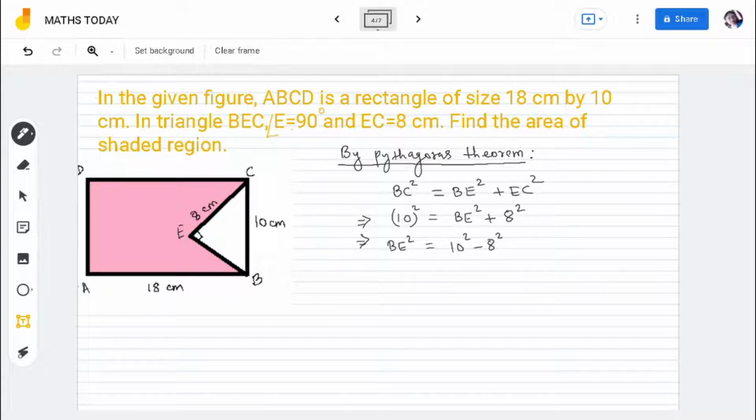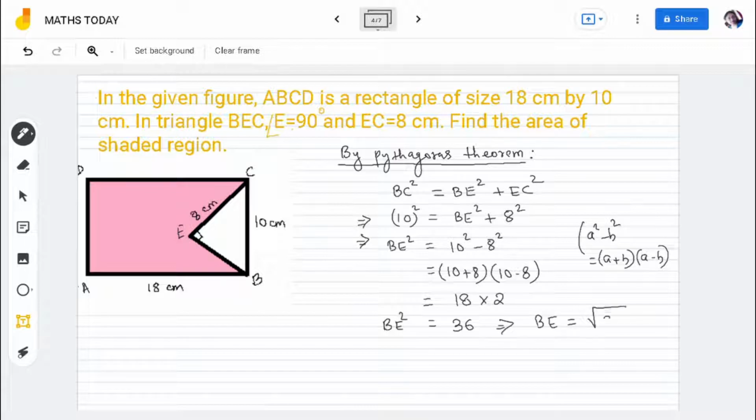Here we can apply the a square minus b square formula. It is nothing but a plus b into a minus b. So 10 plus 8 into 10 minus 8. It is nothing but 18 into 2, and 18 into 2 is nothing but 36. So our BE square we have got as 36. So BE can be written as square root of 36, which is equal to 6 centimeter. So we have got the length of BE.